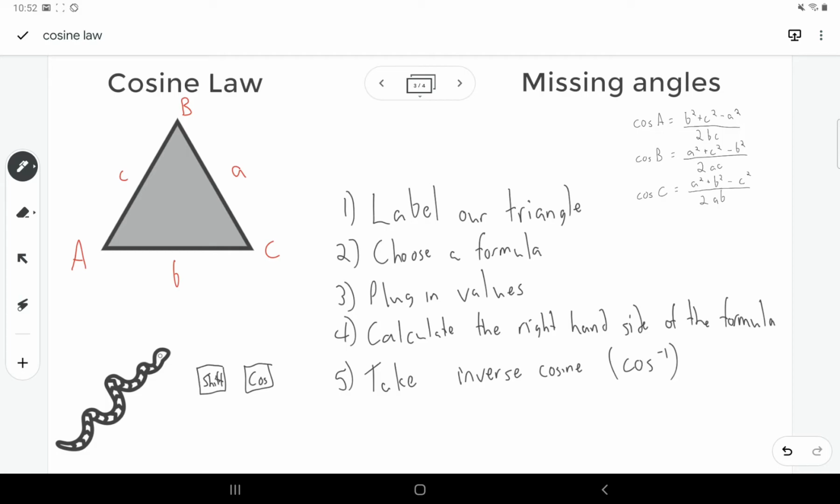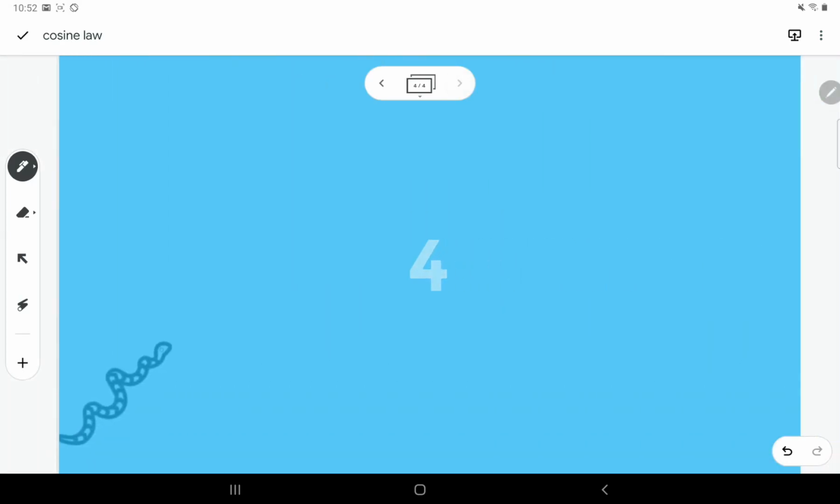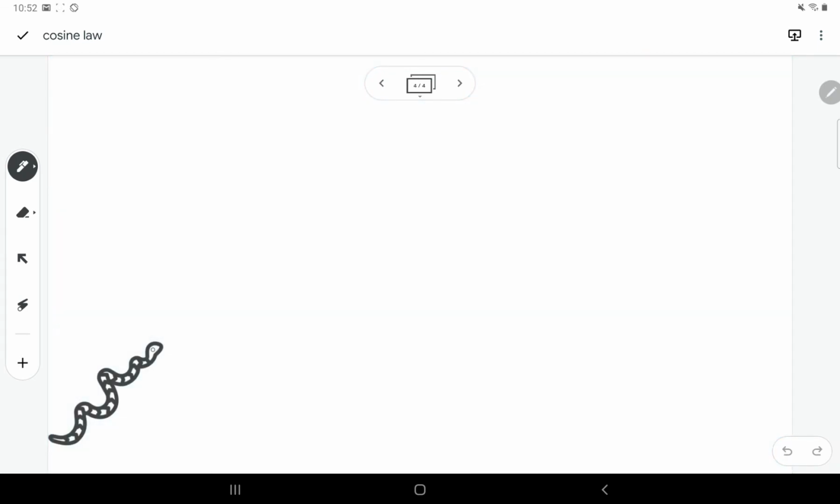So that's how to use cosine law, and we'll go through an example, but we haven't talked about when to use cosine law. I'll go over when to use cosine law for both the angles case and the sides case, since it's important to know them together. I'll also explain why there's a snake in the corner.